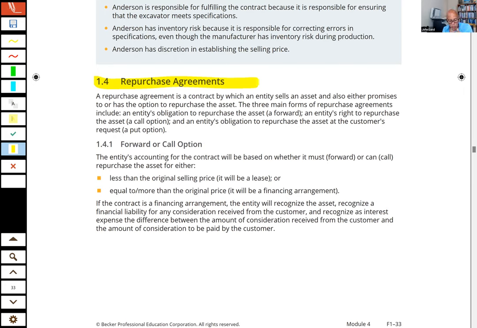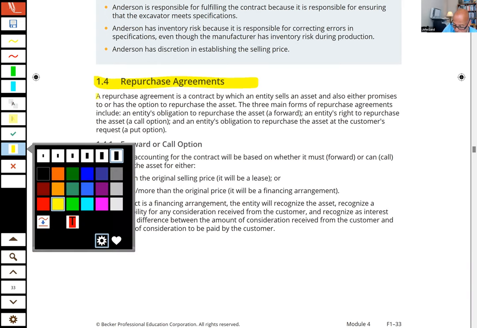So we either have a forward or an option. We deal with option. It's either a call option where I may go ahead and exercise my right as the seller to repurchase, or a put option in which the buyer will tell me that I have to repurchase this at their discretion. Okay. Now, when you look at these, how we account for these will depend on the repurchase price to a large extent. Okay. So let's just take a look.